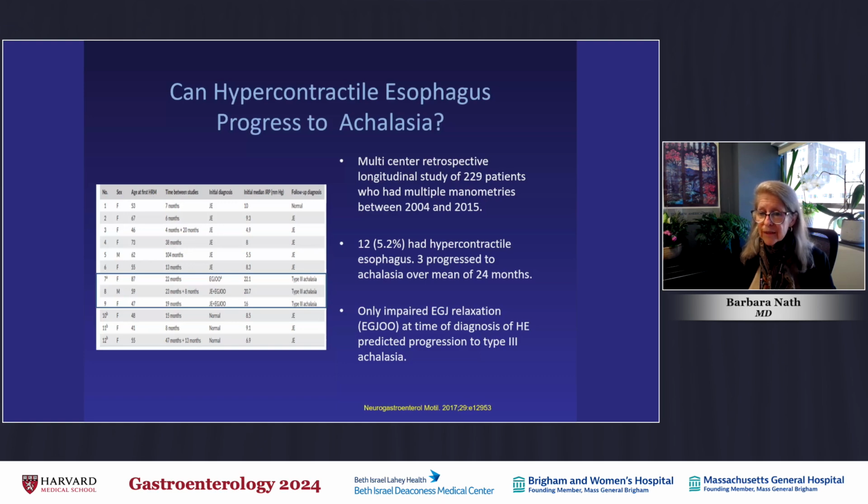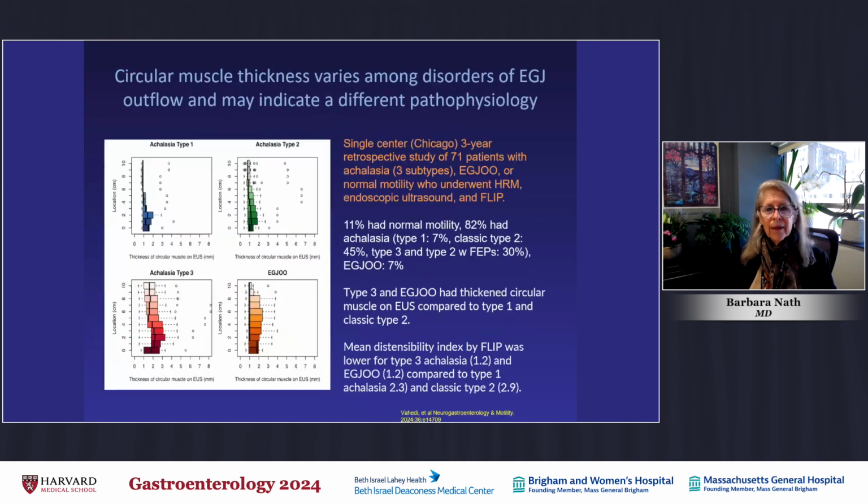And the only finding that was significant was the association or the presence of EGJ outflow obstruction at the time of the diagnosis of hypercontractile esophagus. That was the group that progressed to type 3 achalasia. So if you're going to monitor any group, that would be the group to follow more closely.